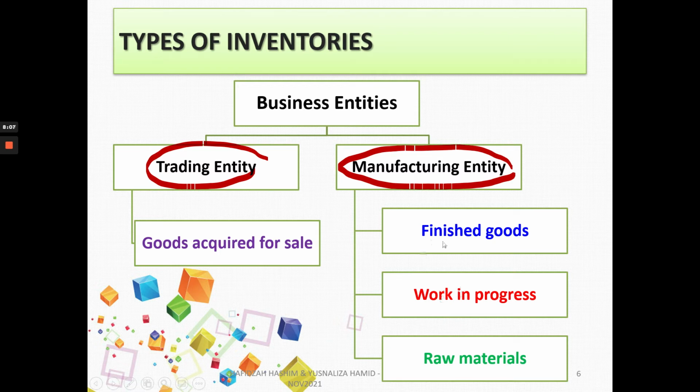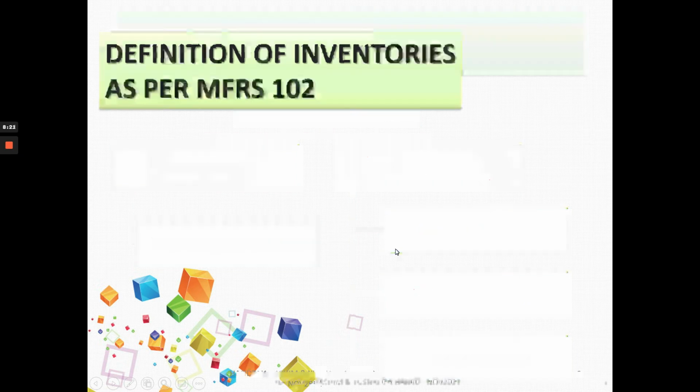So we will go into detail on all this later. But the point is, for manufacturing entities, it consists of the finished goods. The inventories will also consist of work in progress and raw materials, the components of inventories.